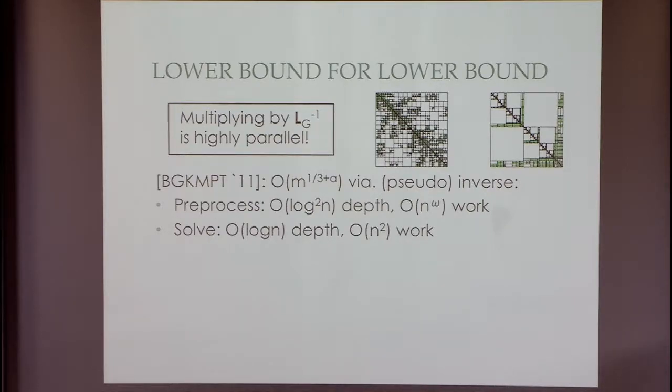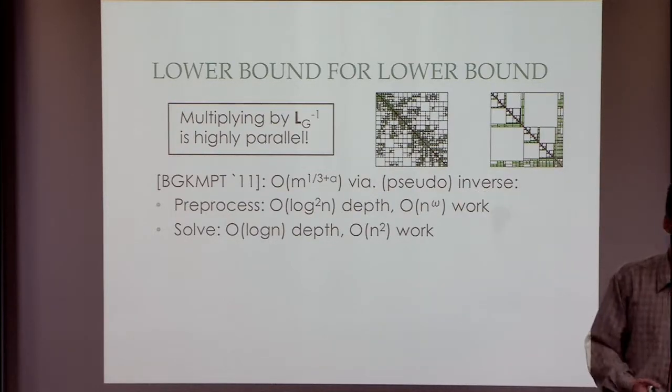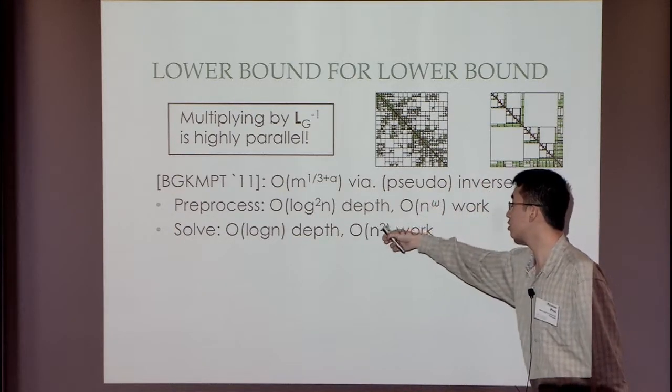But my work is fairly big, but my depth is small. So formally, you can invert a matrix in n to the omega, slightly more than n to the omega work, polylog depth. Once you have that inverse, you can solve linear systems in log depth and n squared work. So the issue with these methods is that these steps are expensive.